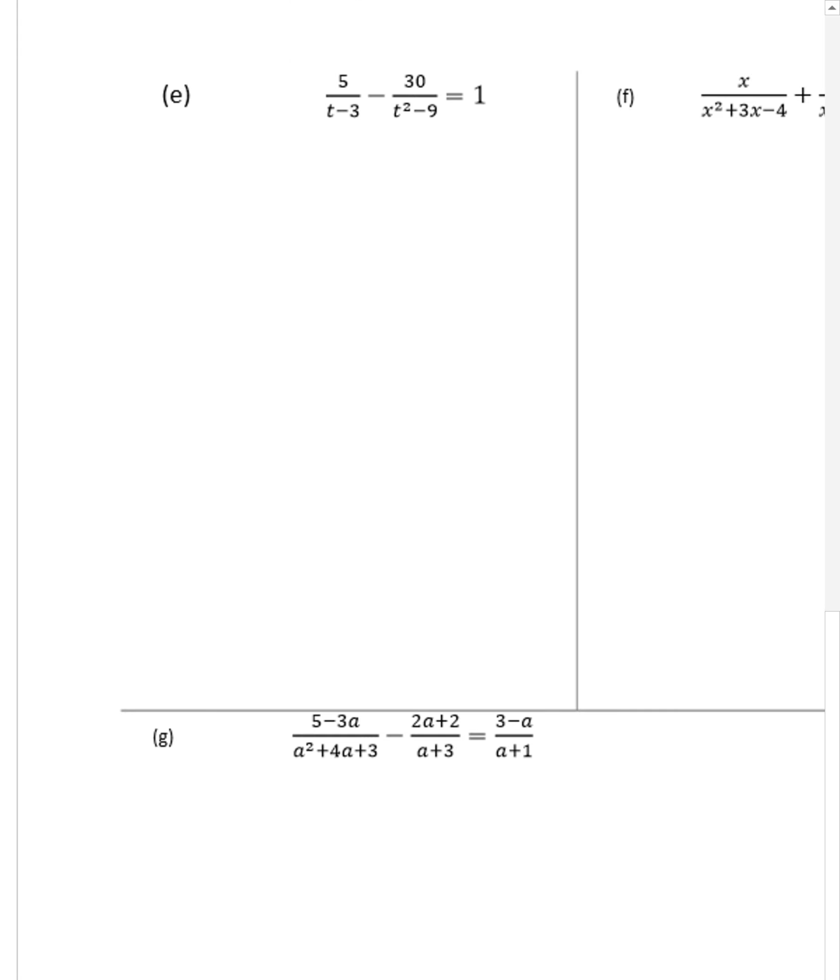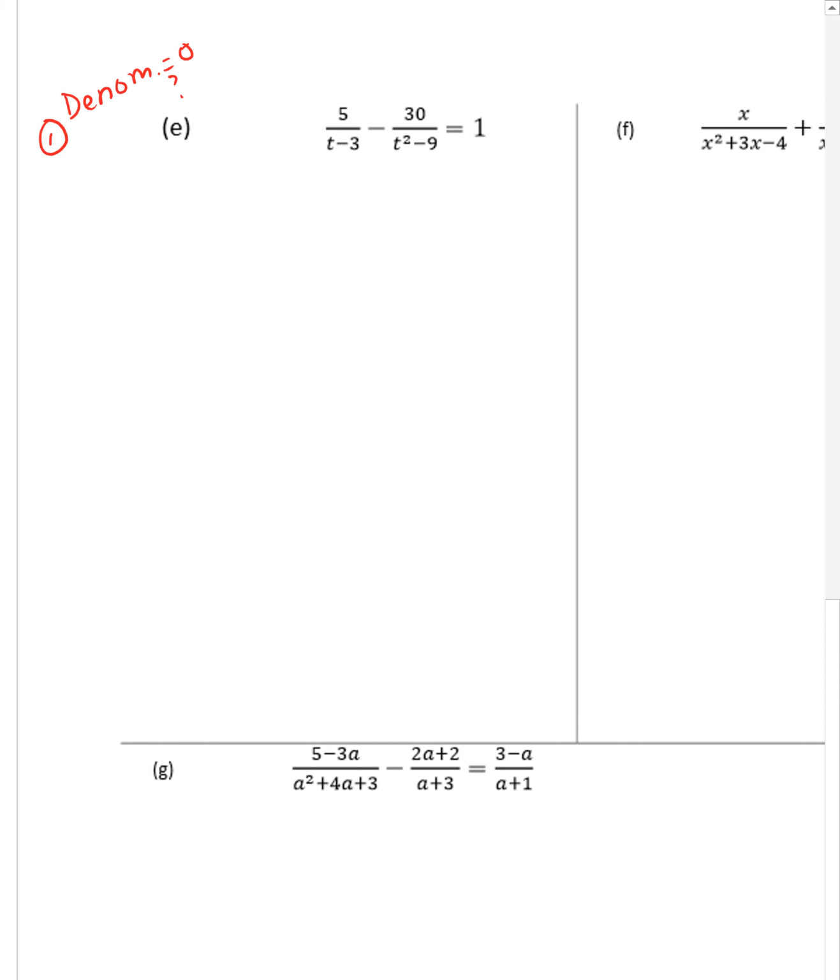Alright, so this guy, part E. Remember, the first thing you want to do, step 1, is to figure out when would any denominator equal 0. Would that ever happen? And this one, since there are two denominators, I'm going to set each one of those equal to 0. We've got t minus 3, the first one, and I'm going to see when it's equal to 0. And then the other one is t squared minus 9. When is that equal to 0?